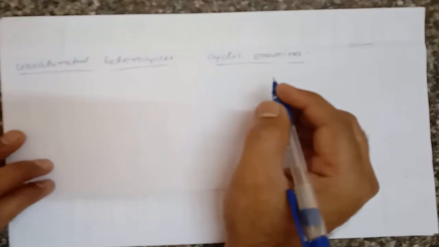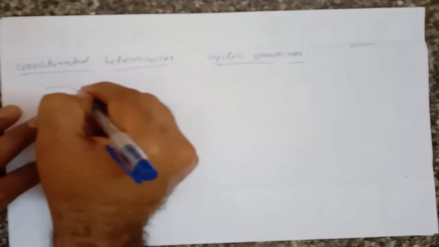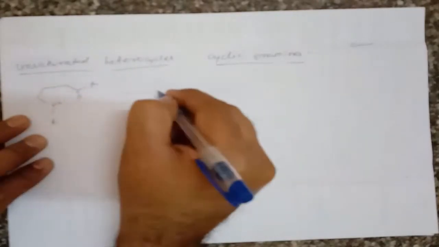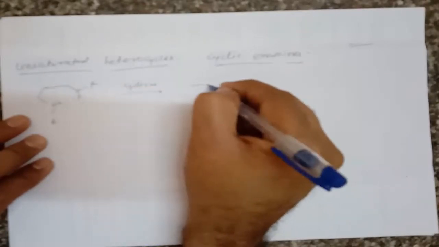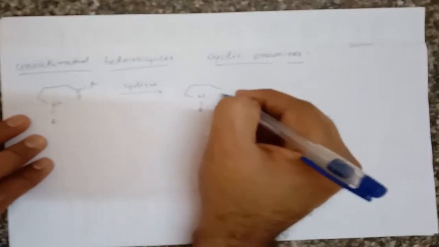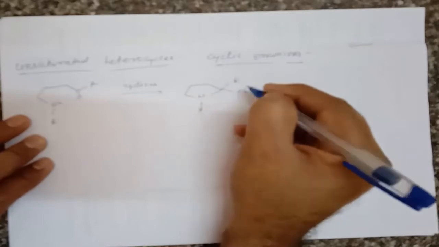We know that cyclic enamines can be easily prepared by using a cyclic amine and ester. Suppose there is such a molecule, and if we treat this molecule with an amine, then it undergoes cyclization. It gives formation of a molecule like this. So here it gives formation of an alcohol, right?